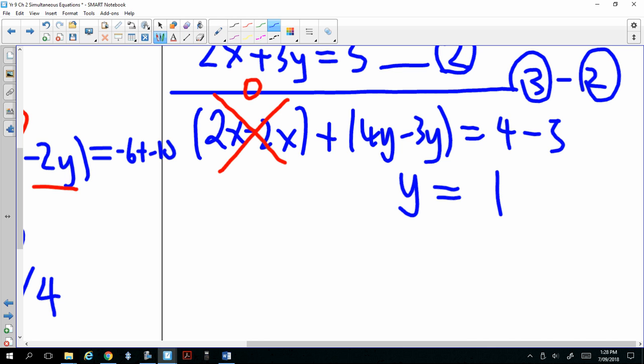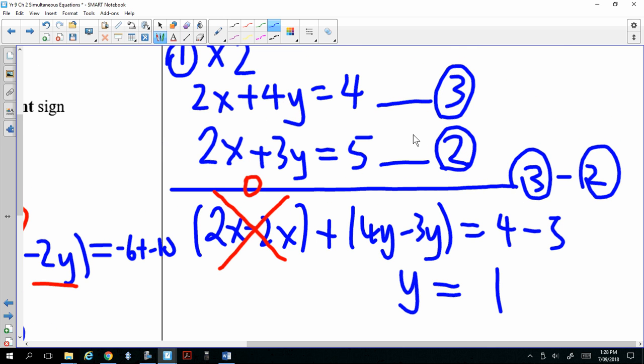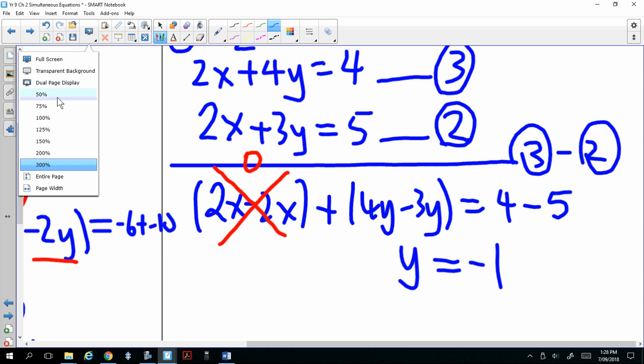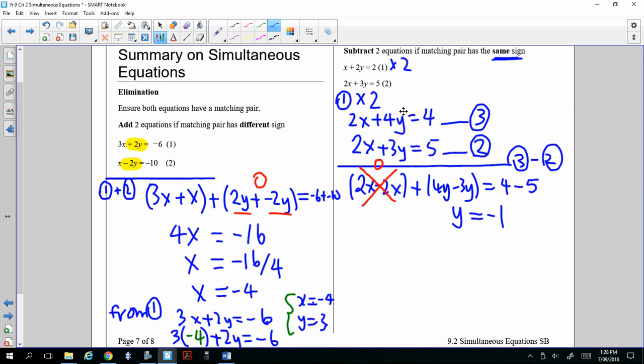Is it 4? Oh, sorry. That's what happens when you have bad handwriting. It becomes a 3. Sorry, negative 1. Now, once you get y, how do you find x? You substitute back into either 1 or 2. 1 looks a bit easier. Let's go from 1.